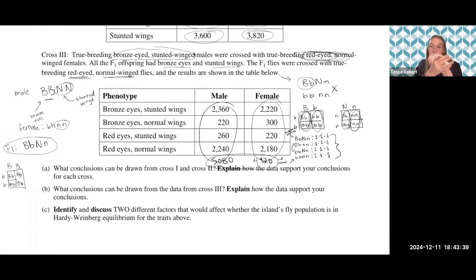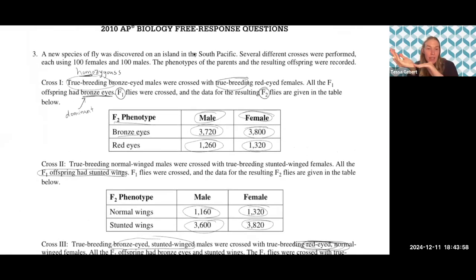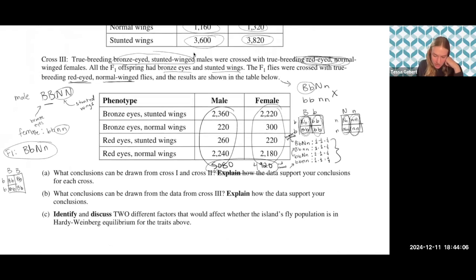So let's go ahead and start answering the questions and see what else we need to figure out here. What conclusions can be drawn from cross 1 and cross 2? Explain how the data supports your conclusions for each cross. So we've already answered this question. For cross 1 and cross 2, both of these traits, eye color and wing shape, are going to be autosomal. That's all I need to state for this first part, that these are autosomal traits.